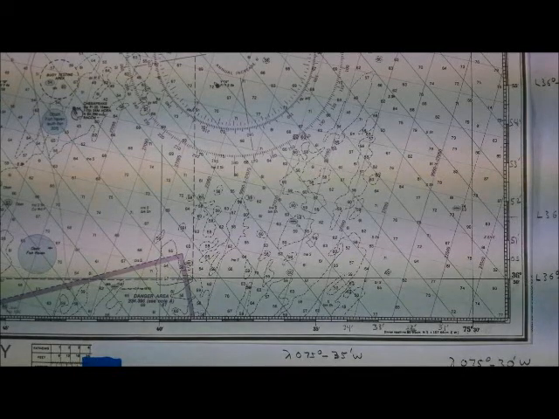Okay, we now know how to read the latitude scale and the longitude scale, and what we're going to do now is put those skills to use by determining the latitude and longitude of a navigation aid. Specifically, we're going to look at the Chesapeake light, which is right here.